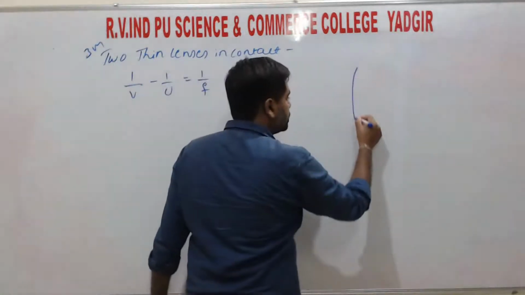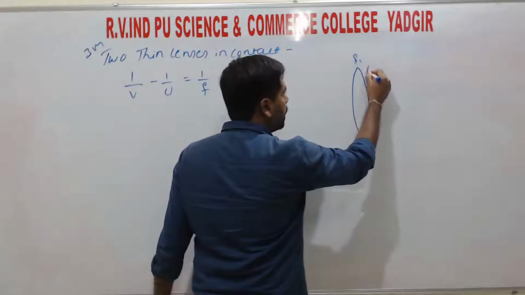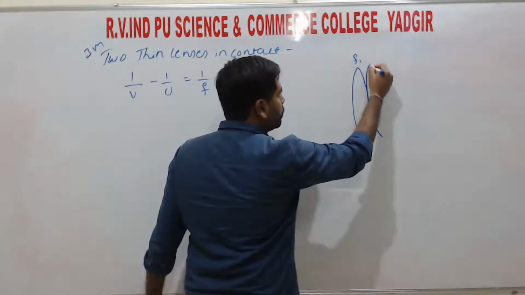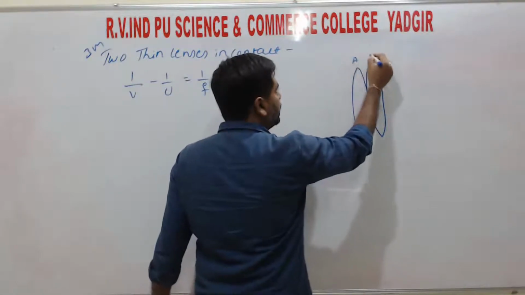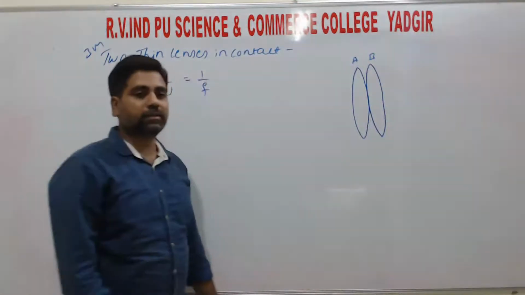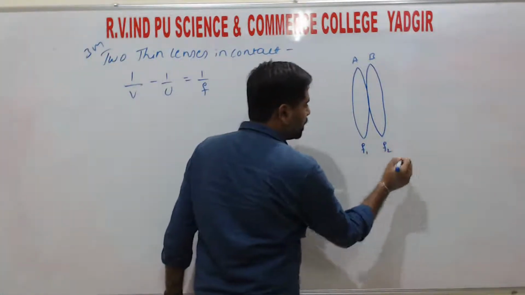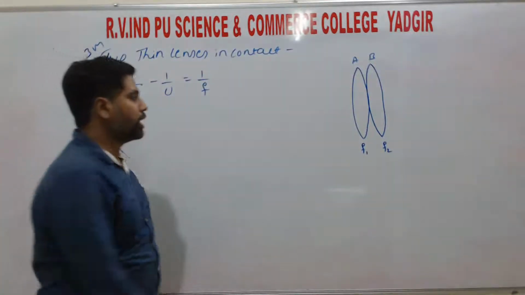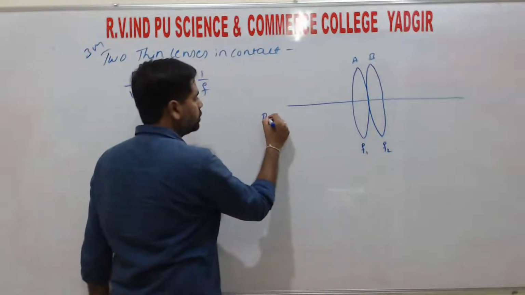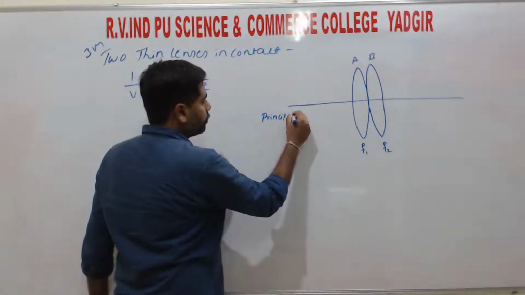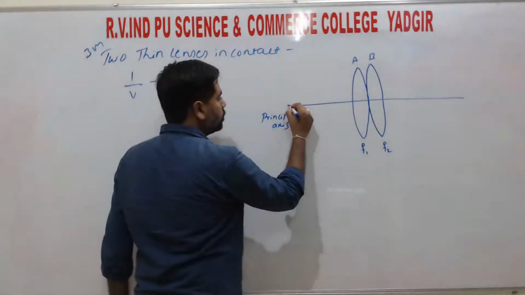So for that, consider two thin lenses, calling the first lens as lens A and the second one as lens B. The first lens has the focal length f1 and the second lens has the focal length f2, right? So next, this is the principal axis, considering a point object O.